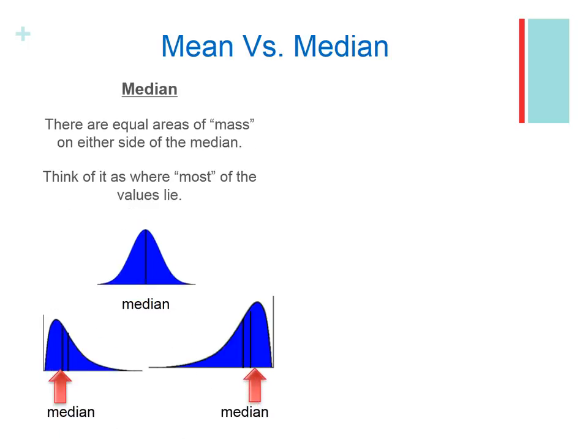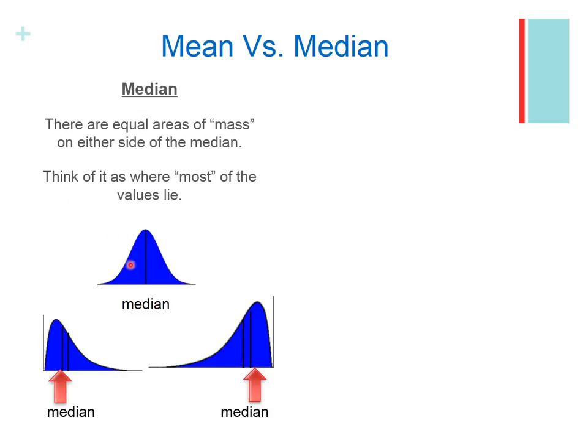All right, so let's first take a look at the median. Remember that the median means there's equal areas of mass on either side of the median. So if we have a perfectly symmetrical curve, our median's in the middle, the area to the left and the area to the right are going to be the same. So that's going to be 50% of your data and 50% of your data.